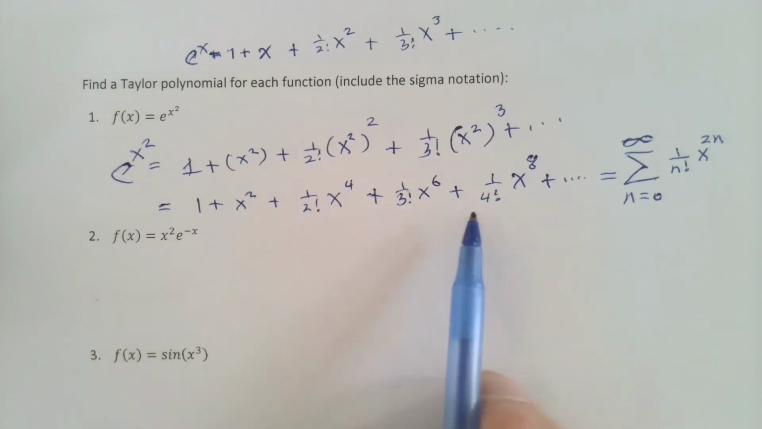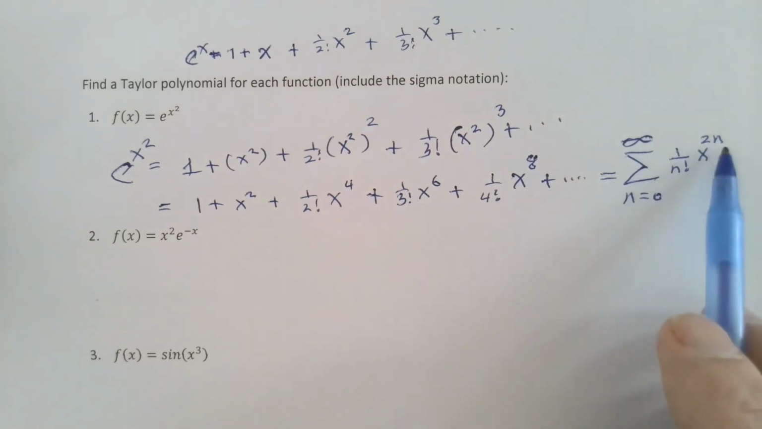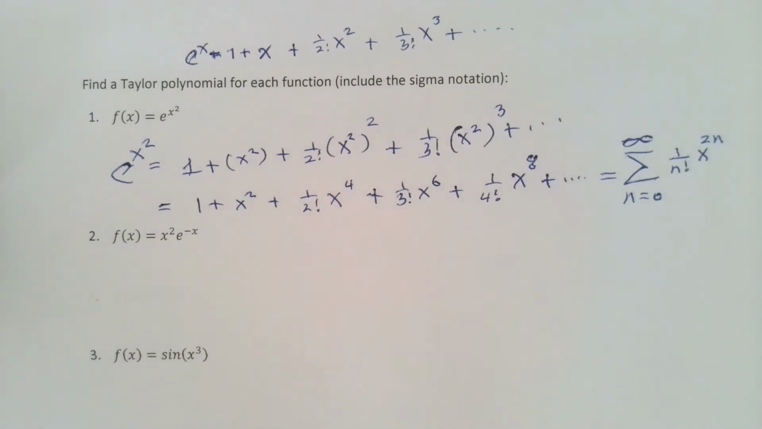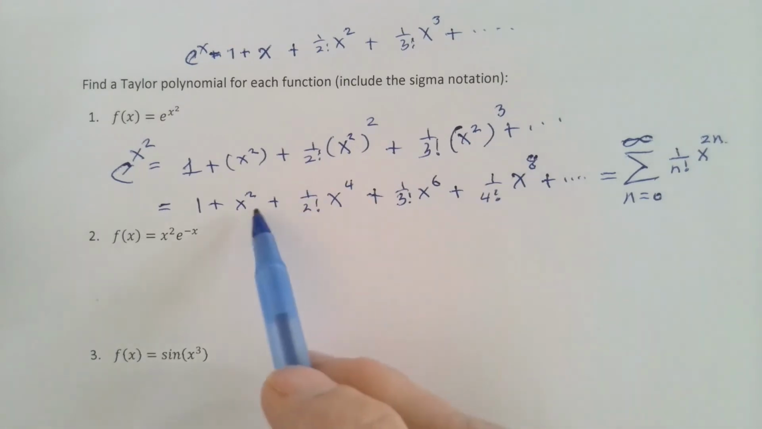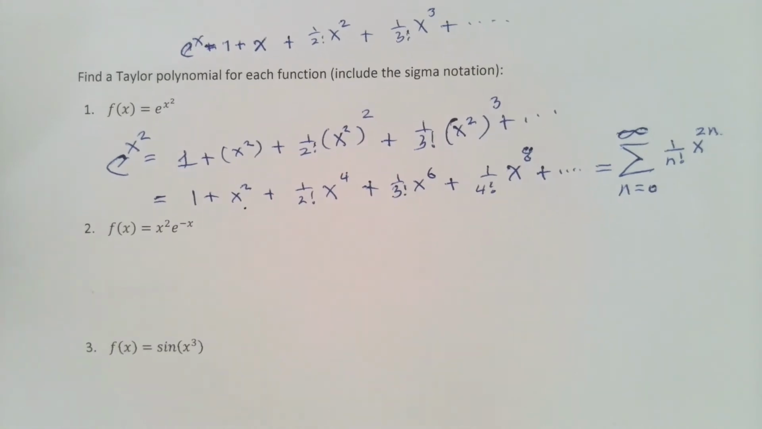For example, when n equals 4, I get 4 factorial, and 2 times 4 is 8, so that checks out. And what about when n equals 1? Well, here's 1 factorial, and here's 2 times 1. 1 divided by 1 factorial is just 1. And so that matches up well with x squared right there. So that's an example.